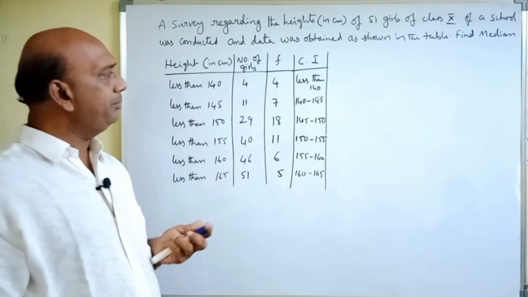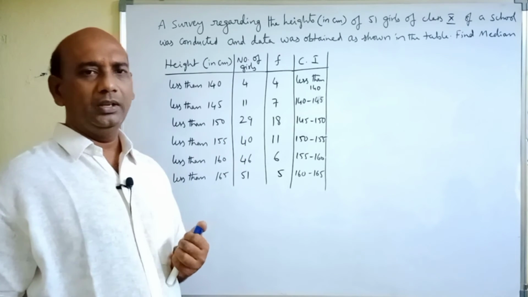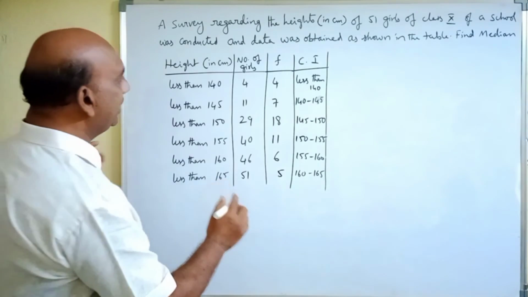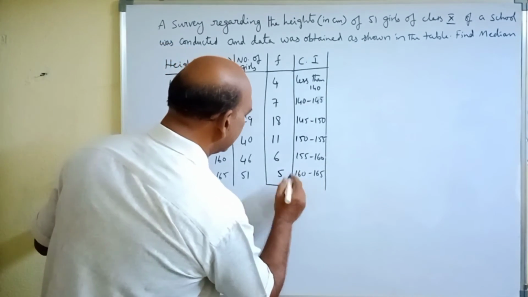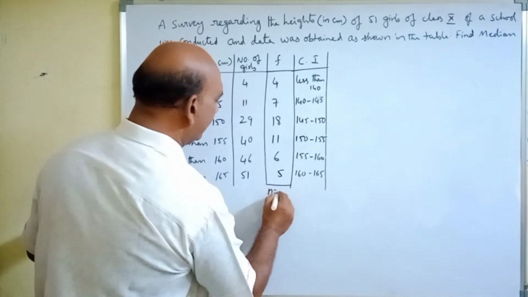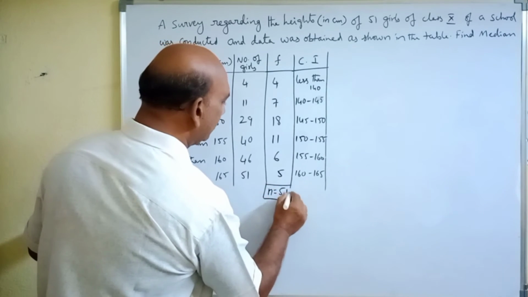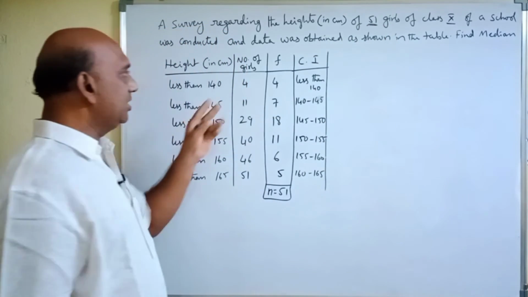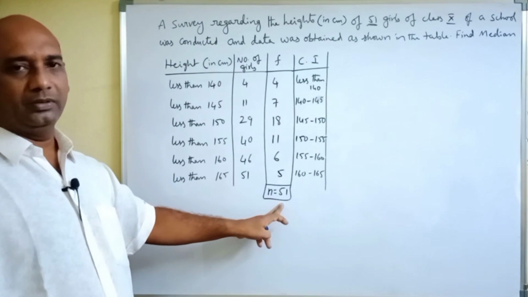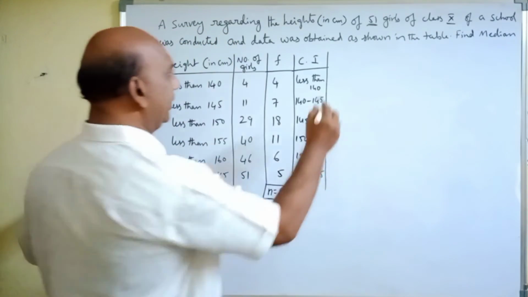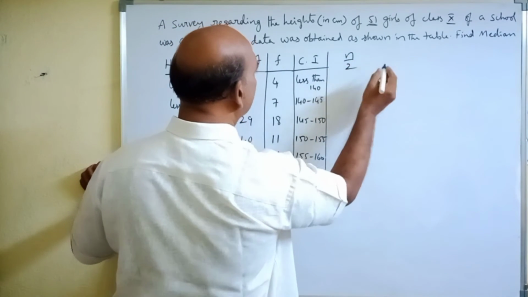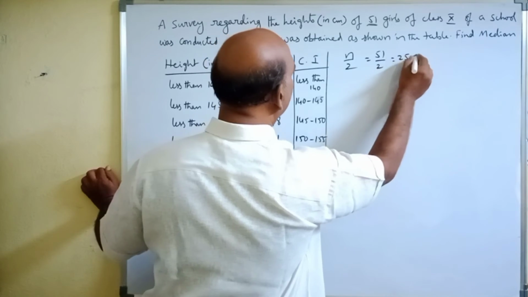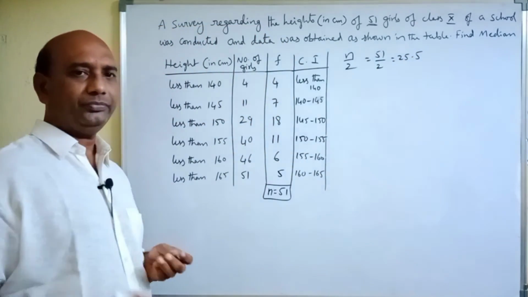Now to find the median of this given data, we have to find the n by 2 value. Here n is the sum of frequencies, that is 51. That is, the total number of girls in the class is 51. That means the number of observations is 51. So we have to find the n by 2 value. So n by 2 is 51 by 2, that is equal to 25.5.